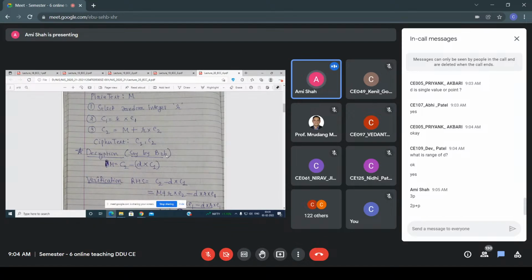So this is the flow of your program. In this way, you have to implement it, everyone.